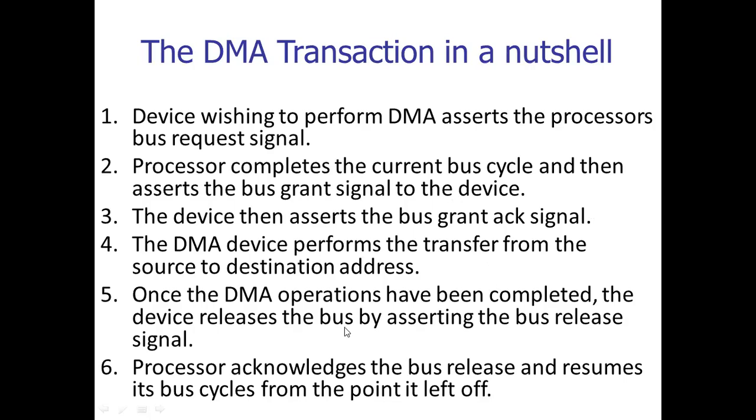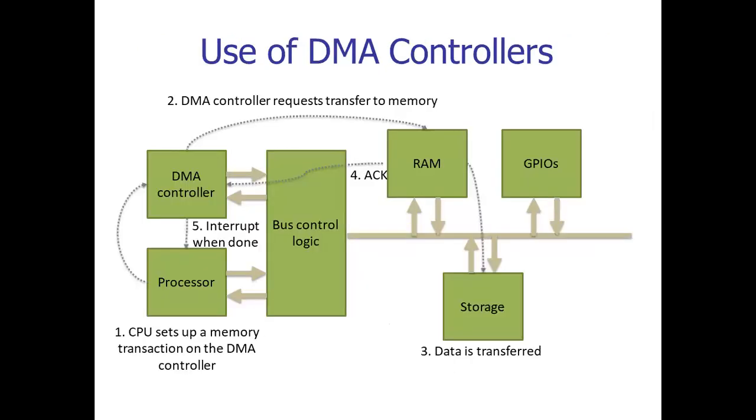The DMA device performs the transfer from the source to the destination address. Once the direct memory access operation has been completed, the device releases the bus by asserting the bus release signal. The processor acknowledges the bus release and resumes its bus cycles from the initial position.